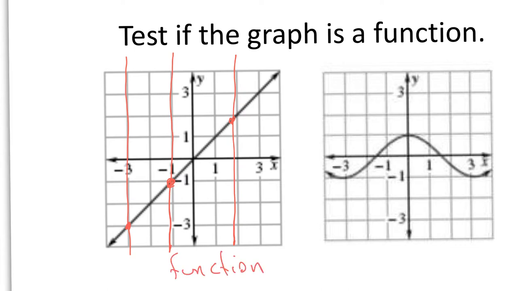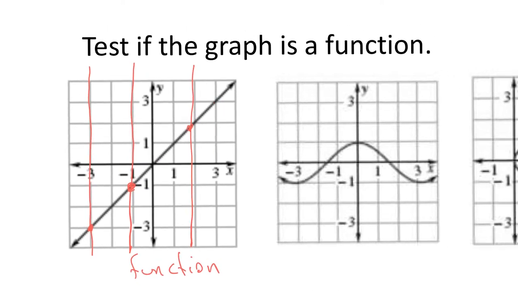The second graph is kind of like a wave, but we want to check if it's a function. So I do the same thing. I draw a vertical line. It touches once, another one touches once, another one touches once, and I'll do one more. It touches once. Since every vertical line touches the graph once, it is a function.